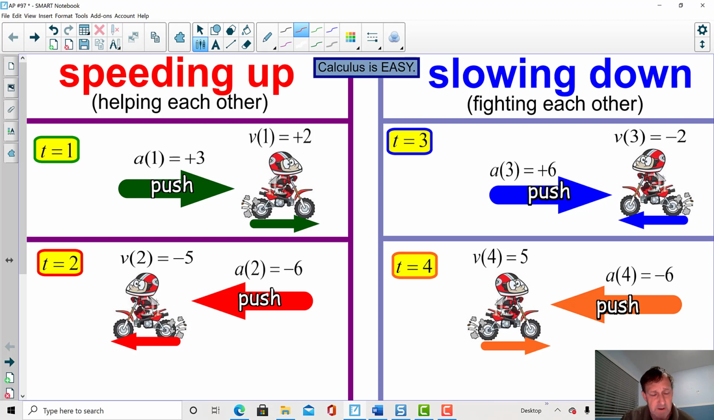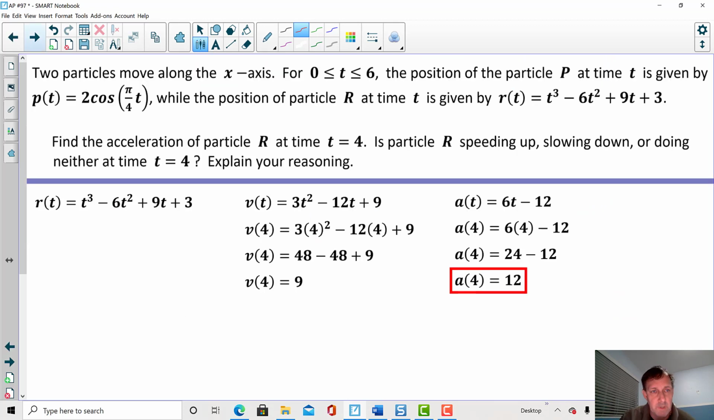Now let's go ahead and take a look at an actual example. Okay, for this example, it has two particles that are moving along the x-axis. The time interval is from 0 to 6, and it gives the position function of particle p. It says p of t is equal to 2 cosine of pi over 4t. Now we don't even need that.